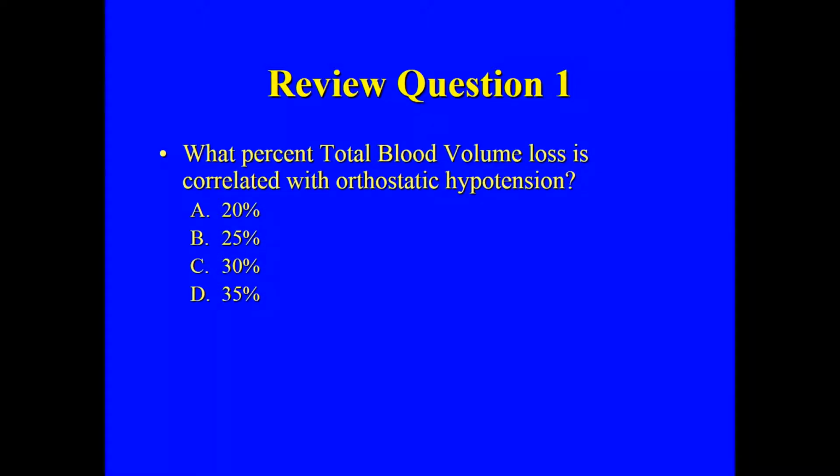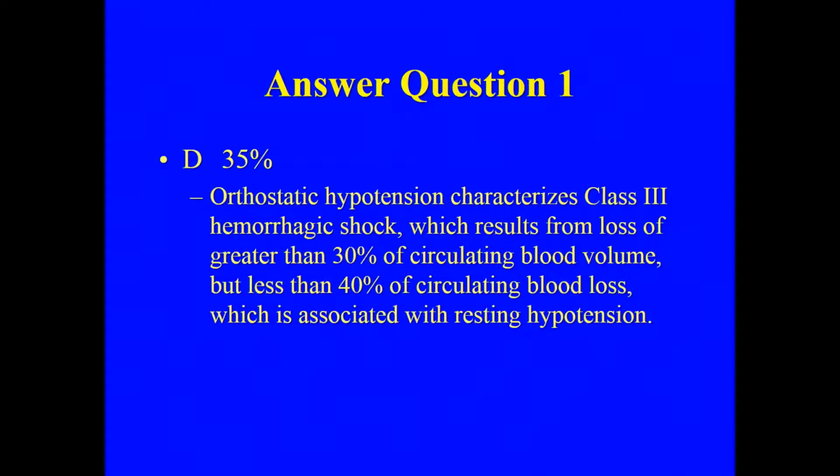We'll now review the review questions. First question, what percent of total blood volume loss is correlated with orthostatic hypotension? 20%, 25%, 30%, or 35%? The answer is D, 35%.